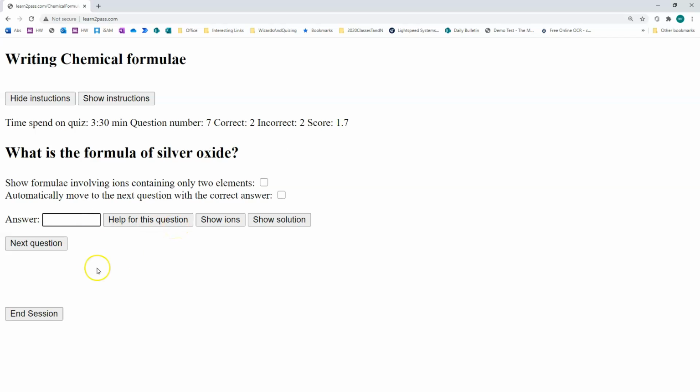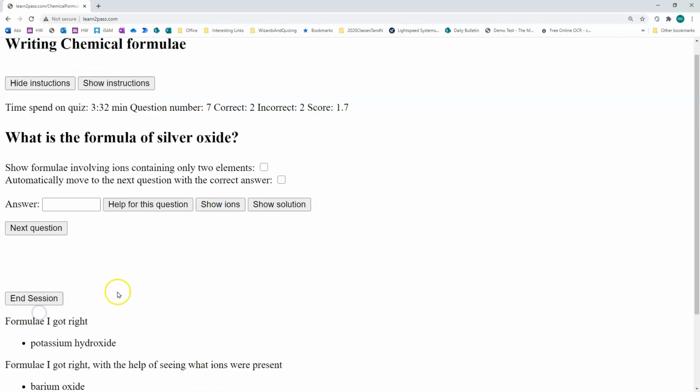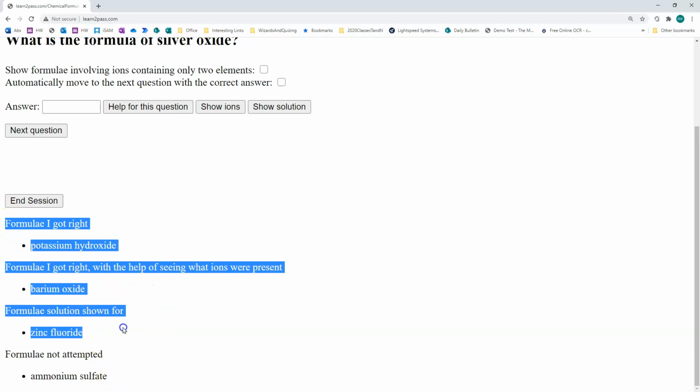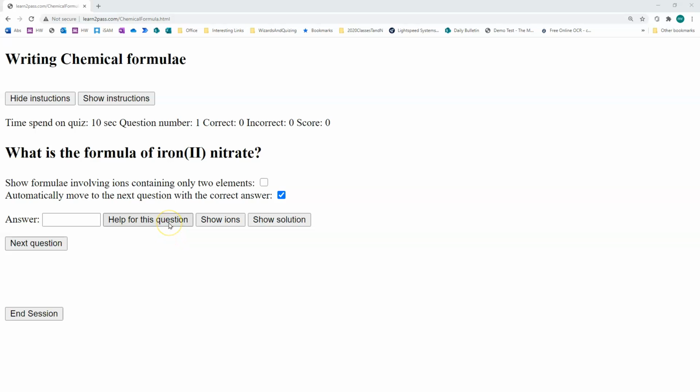At the end of your session, you click on end session, and it tells you the formulae you got right, those you got right after seeing what ions were present, those for which you saw a solution, and also formulae not attempted. That is the text you need to post to the appropriate place if you've been asked to share it. Help for this question is a little bit experimental, but it tries to give you some guidance about what you need to do for this question.